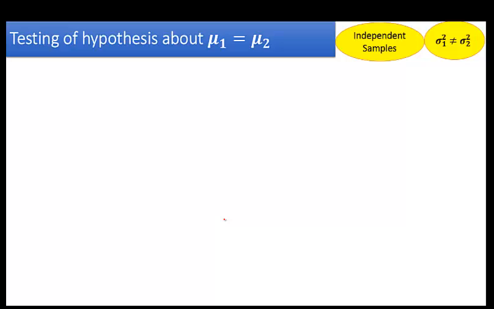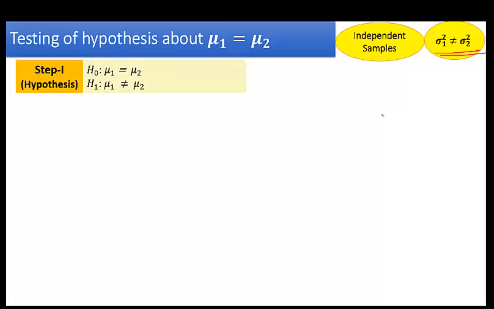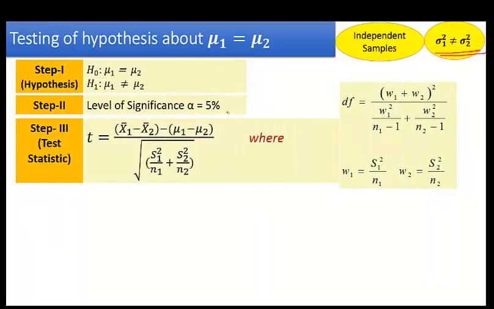Okay, going to the second scenario of independent samples where the population variances are not equal. Well, in this case where population variances are not equal, remember we will not pool our sample variance. That is the only difference. Here we go with the 6 steps, that is the null hypothesis, the level of significance and the formula. Just notice here, we will not use the pooled variance. This is the only difference.